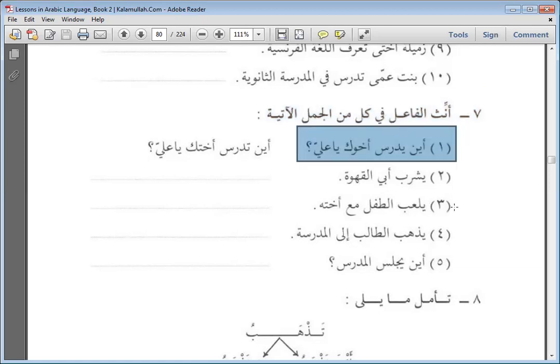أين يدرس أخوك يا علي؟ So we have the verb درس يدرس. Remember, from now on going forward, whenever we learn a verb, we have to learn the past tense and the present tense. So when you learn a verb, darasa, we learn the present tense at the same time, yadrusu. Darasa, yadrusu. Dhahaba, yadhhabu. Jalasa, yajlisu. Akala, ya'kulu. And so on. So we learn the present tense. Darasa, yadrusu. Aina yadrusu akhuka ya Ali? Where does your brother study, O Ali?